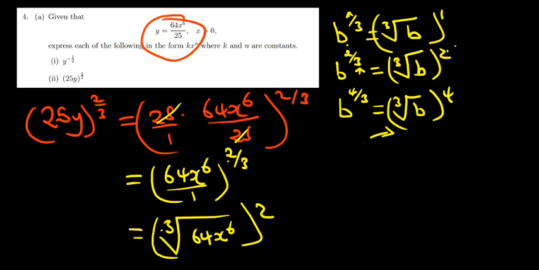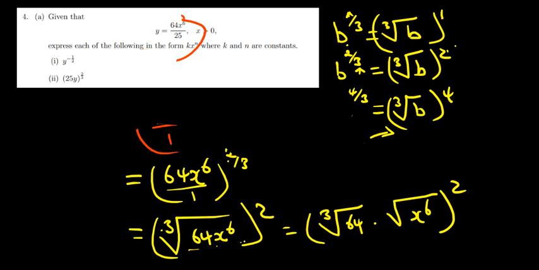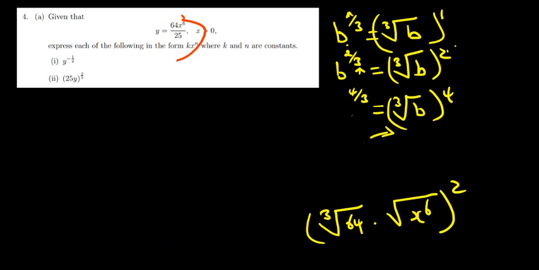So here by the laws of surds we can separate this cube root. Inside there we're going to say cube root of 64 multiplied by the cube root of x to the power 6, and then we have that square outside. Alright, and then from there what are we going to get? What is the cube root of 64? Is it 4? Yes. So the cube root of 64 is 4.